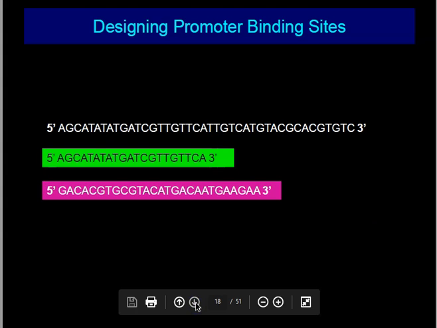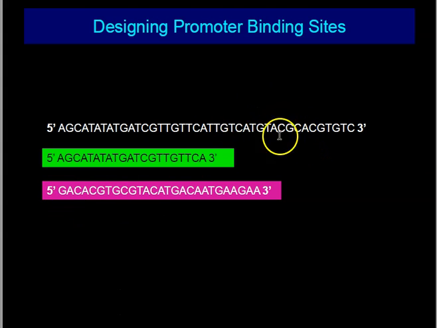So this is basically how you design an oligo. This is a forward oligo and a reverse oligo, and they will have an overlap, and you will get a resultant promoter sequence as in this sequence over here.